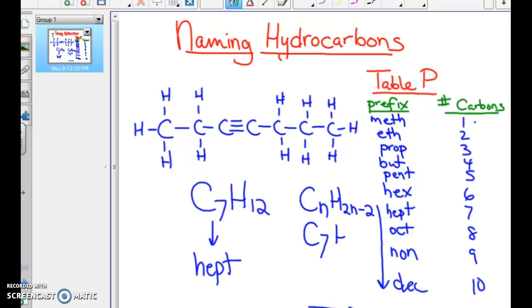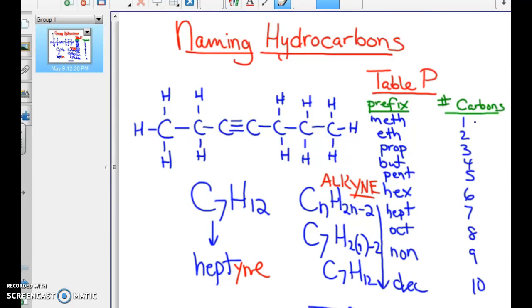C7: well, 2 times 7 is 14, minus 2 is 12. So yes, that's C7H12. So we know it's an alkyne, and that means I would be adding the suffix "-ine" to the name. Now, there's a limitation to this method because I know there is a triple bond somewhere in the molecule, but if I just write the word heptine, the reader has no idea where the triple bond is.